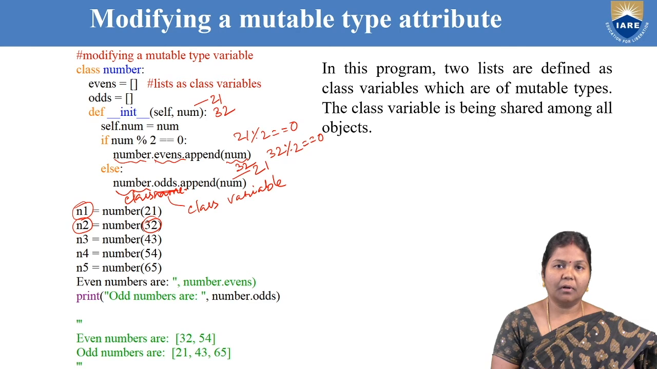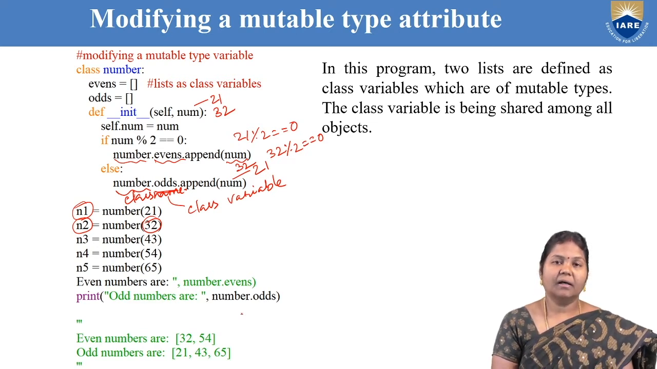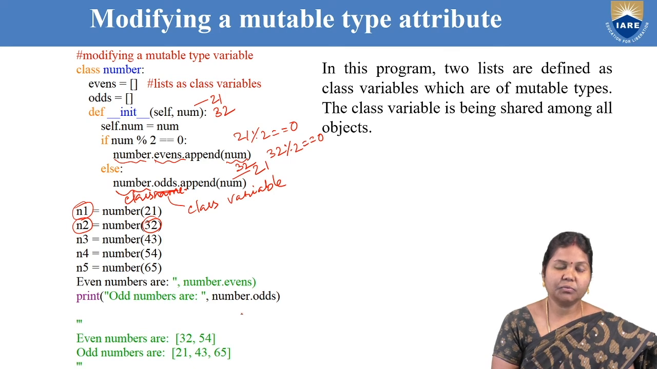Through multiple objects, we are initializing the number value, and the init is initialized, and it will check every time whether the number is even or odd, and then you are appending the values to the odds list or evens list.